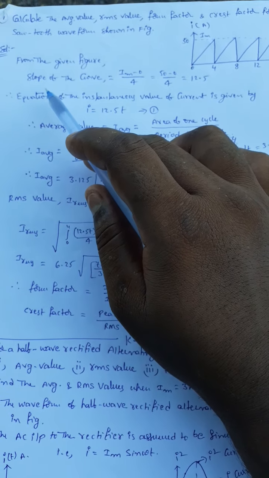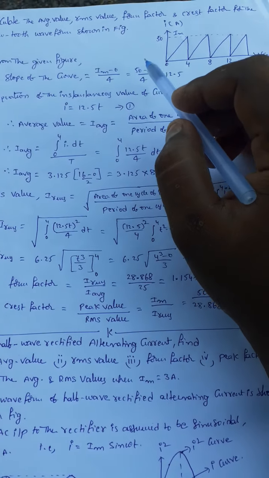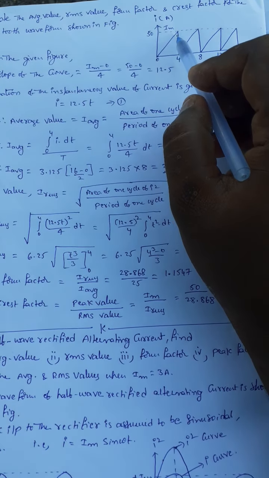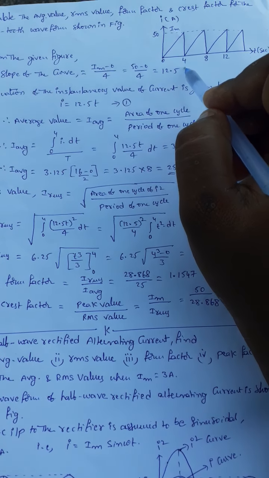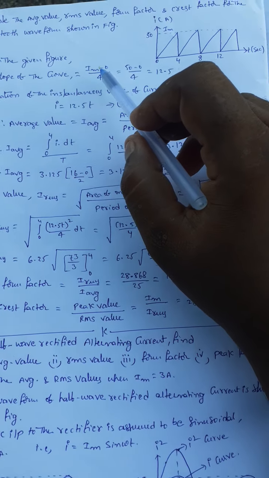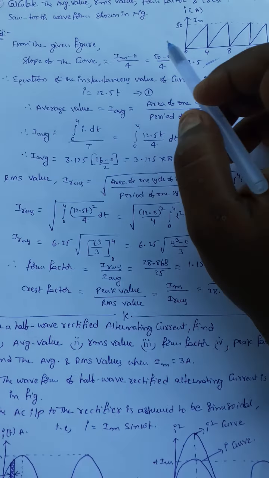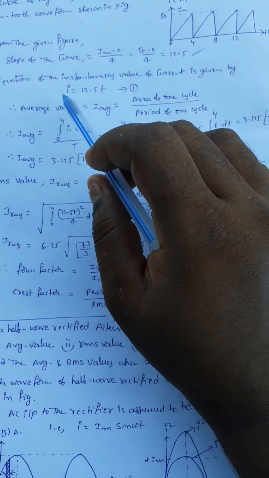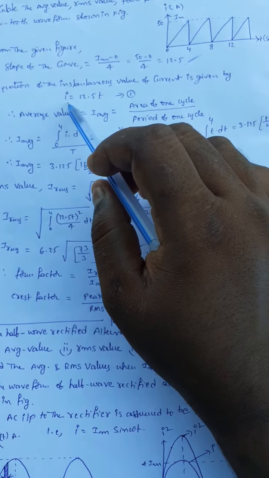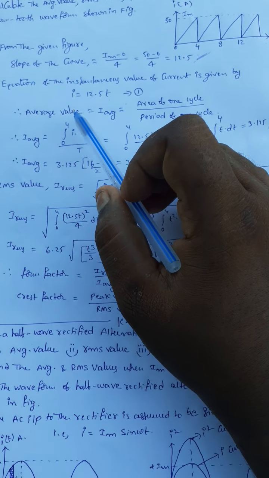First, from the figure, we have to find the slope of the curve. How are we going to find the slope? It has a maximum value of 50 and a time period of 4. So (Im minus 0) by 4, that is (50 minus 0) by 4, which is 12.5. So the equation of the instantaneous value of current is given by y equals mx, so i equals 12.5 t. This is equation 1.